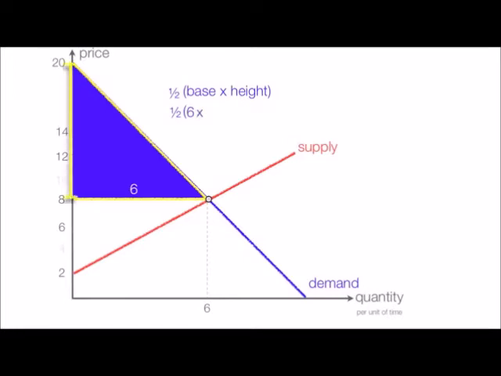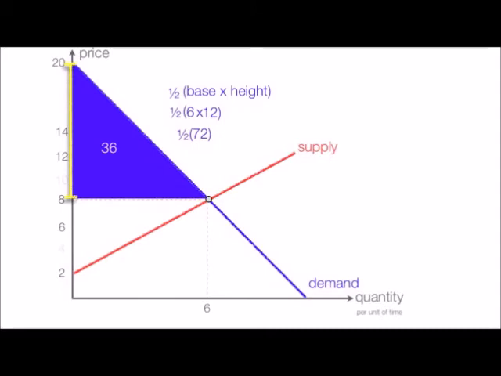The height of the triangle is 20 minus 8, or 12. That 20 and that 8. Now I have 1/2 times 6 times the height, which is 12. So it's 1/2 times 72, which is 36. So consumer surplus is 36. Let me erase all of this or take it all off the screen.